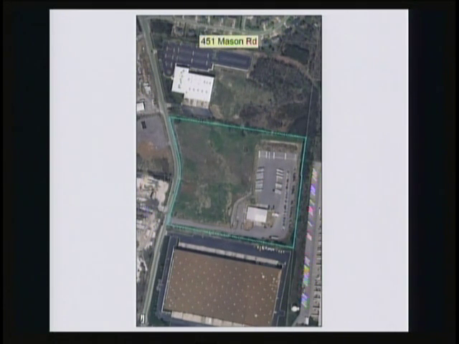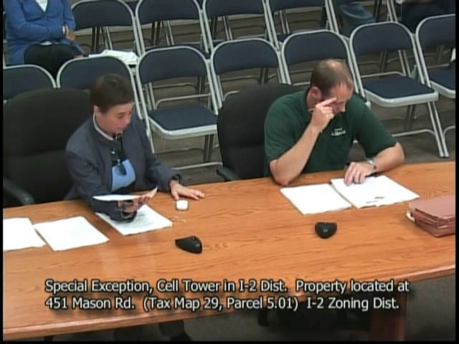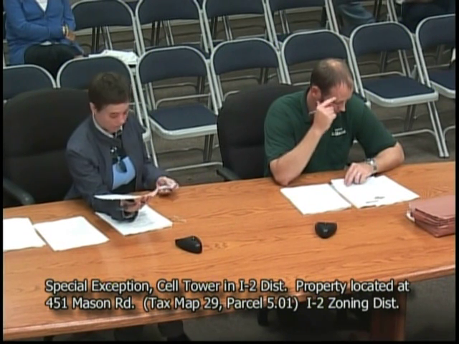Again, cell towers are a special exception in all districts. We do require that they provide us information on the height and type, which is proposed to be a 190-foot monopole. It has to be at least 300% of tower height away from existing residential. It is proposed to be 700 feet from the nearest home, so that meets that requirement. They have provided an 8-foot high vinyl fence with a lock and gate, and a heavy vegetation landscaping plan that will surround the base of the tower.